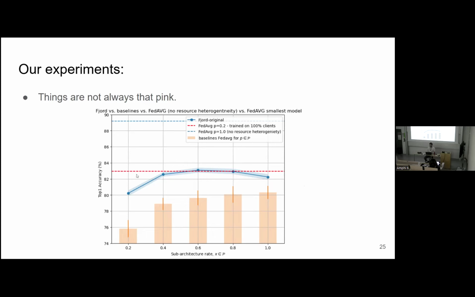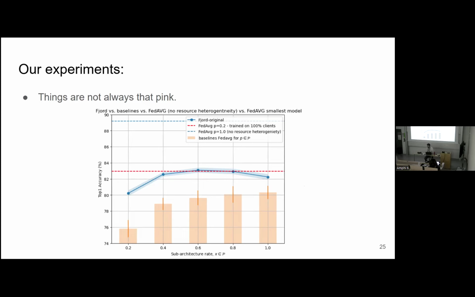But then I took the smallest sub-network, and I trained it on all clients because every client can fit that. It's the smallest thing. And if you train it with simple federated averaging, nothing special at all, you actually get this performance, this top 1 accuracy.